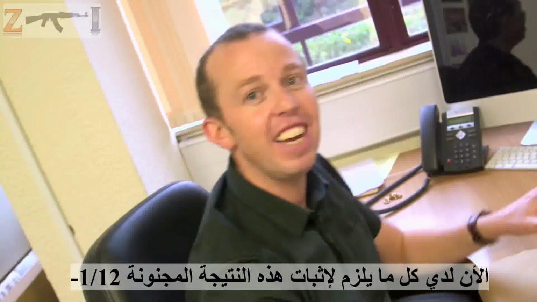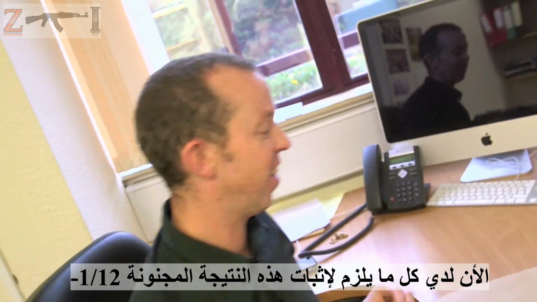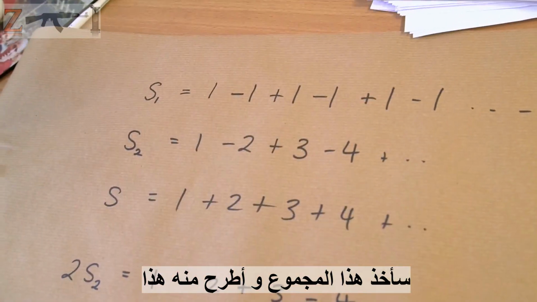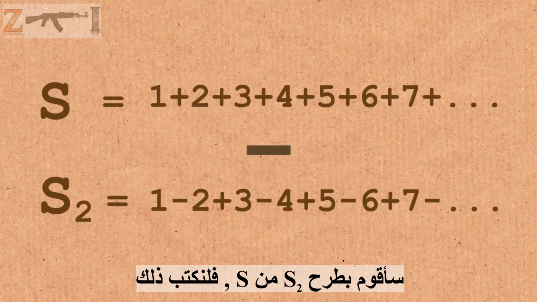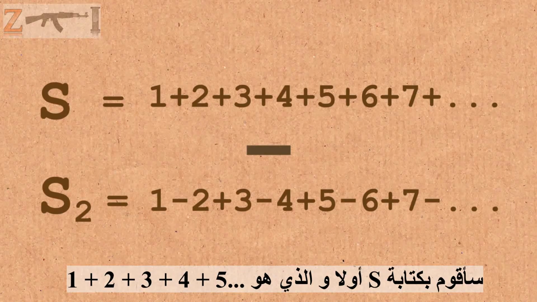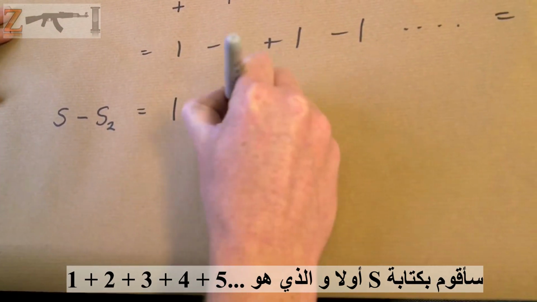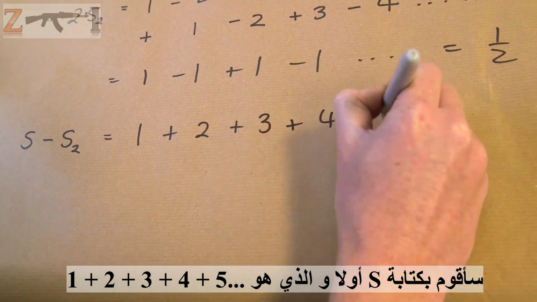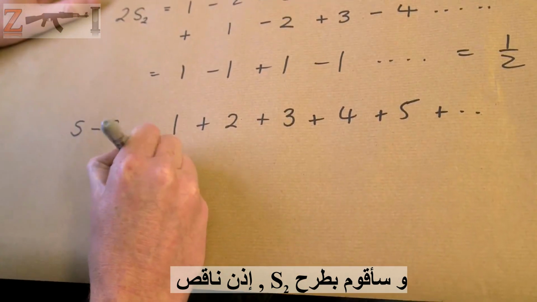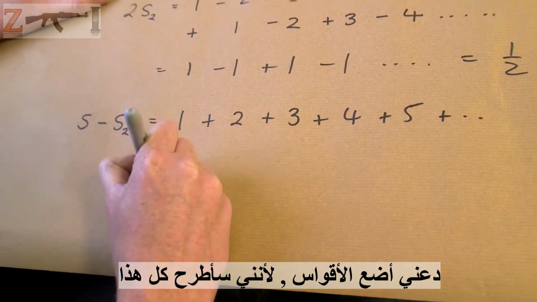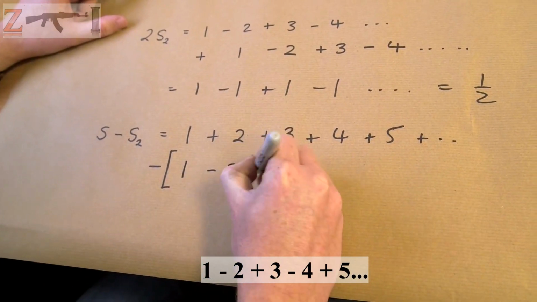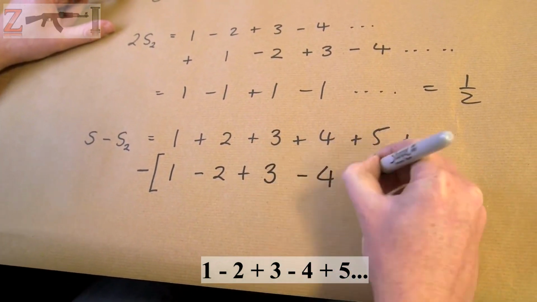Now I have everything I need to prove this crazy minus a 12 thing, right? Okay, so let's do it. I'm going to take this one and subtract this one. So I'm going to subtract S2 from S. Well, let's write them out again. I'm going to write out S first, which is 1 plus 2 plus 3 plus 4 plus 5, and so on. And I'm going to subtract S2. So that's minus, and let me just put a bracket in now because I'm going to minus all of this: 1 minus 2 plus 3 minus 4, and so on.